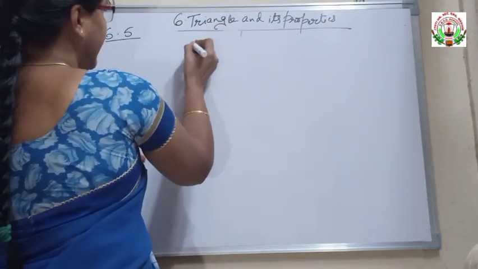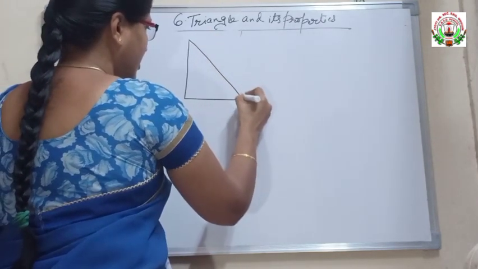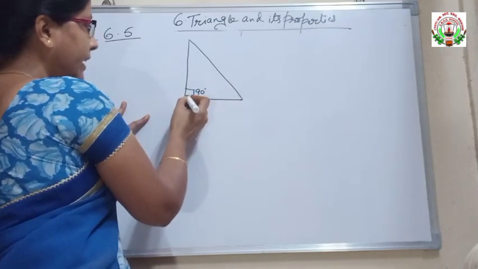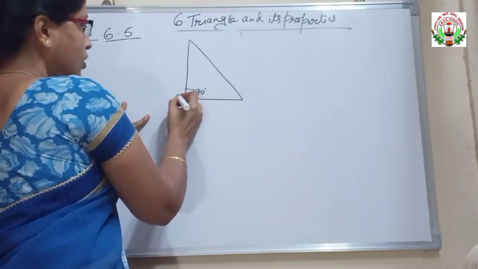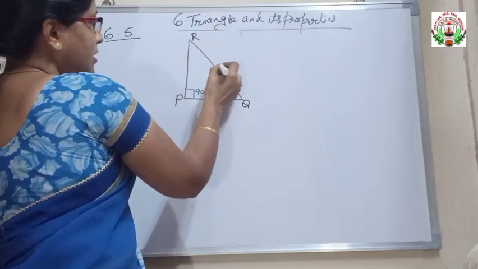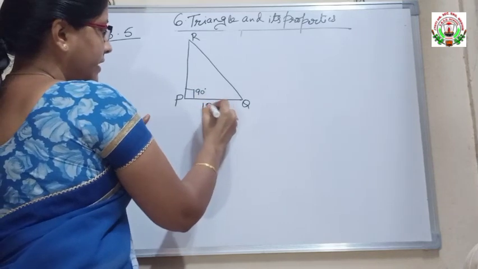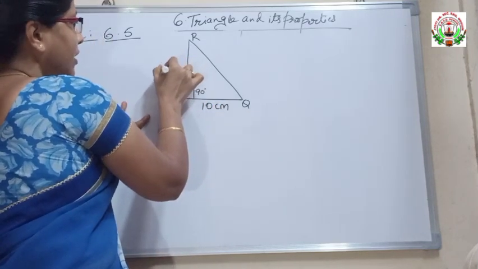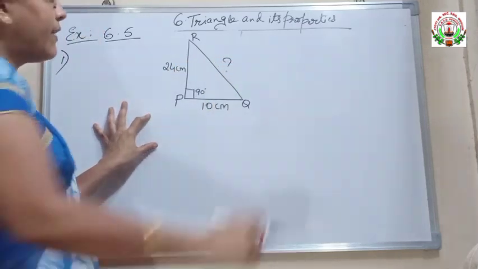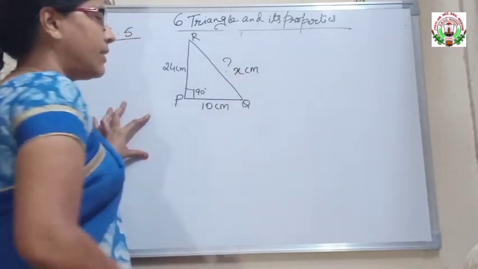Let us first draw the diagram here. This is your right angle triangle. Here it is 90 degrees, and they are saying it is right angled at P, so P will be coming here. So PQR. This is your hypotenuse, this is your base and this is your perpendicular. They have given base as 10 centimeters and perpendicular as 24 centimeters. We have to find the length of this hypotenuse. So let us write it as x centimeters.